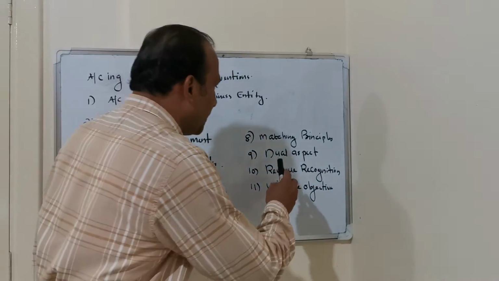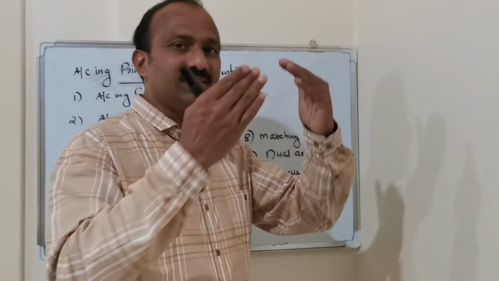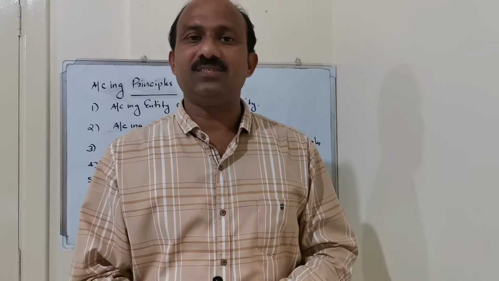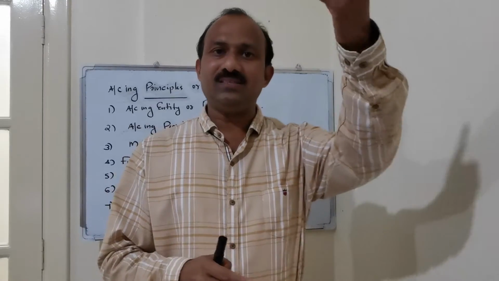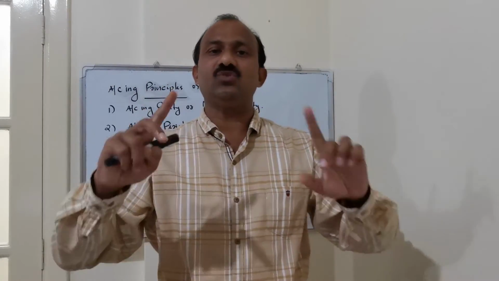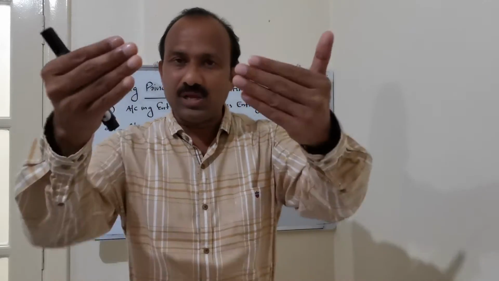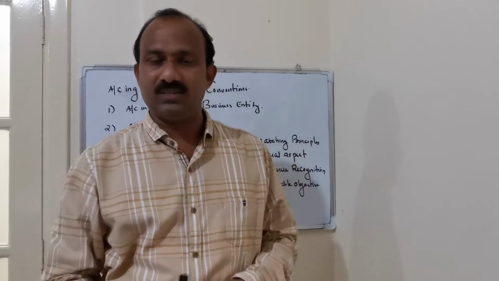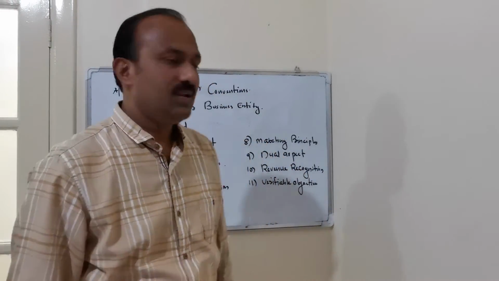The next one is dual aspect concept. This one we already discussed in part 1. Dual means double entry principle. In each and every transaction, there are two aspects. One is the receiving aspect and the second one is the giving aspect. This receiving and giving is known as dual aspect. Whenever you are purchasing, an asset is coming to the business and money is going out of the business. This is the dual aspect concept.